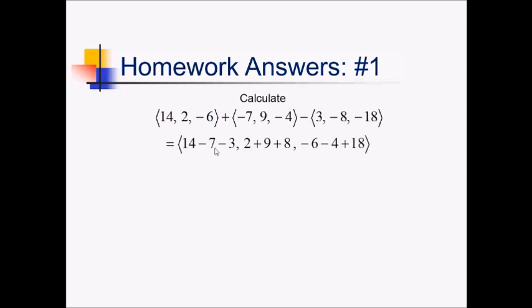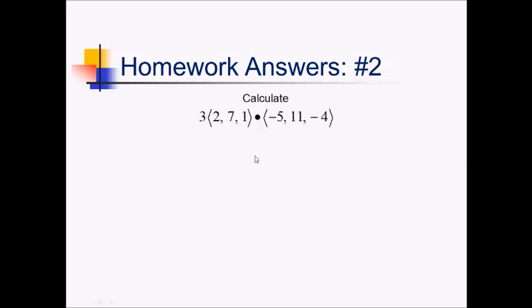So 14 minus 7 is 7, minus another 3 brings us to 4. That's the x value. For the y value, we've got 19 if we add these three together. And for the z value, this is negative 10 plus 18, so 8.